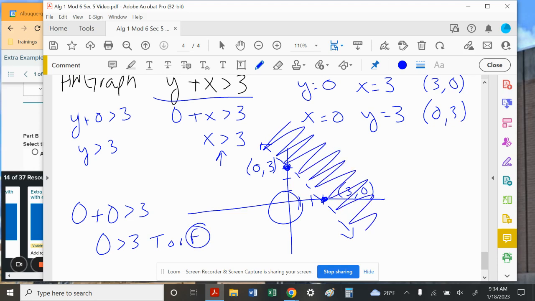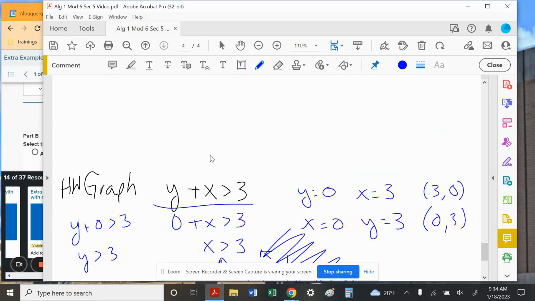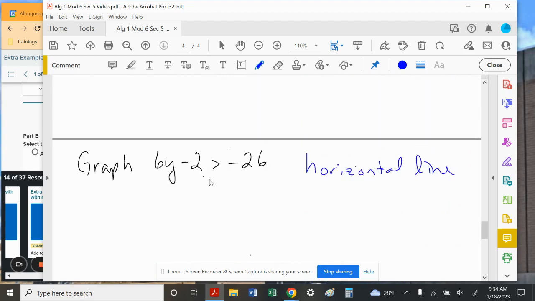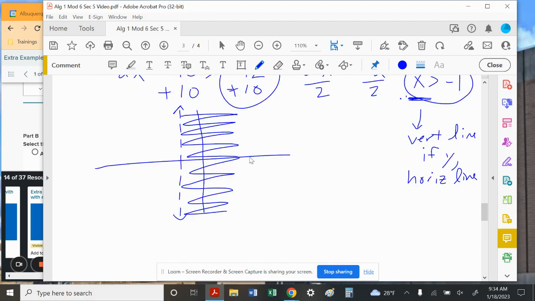And that's how we go through and do graphing of inequalities with two variables, or in some cases with a single variable. We can see how to do that. Notice what we have in all of these cases. Okay, that's the end of 6.5.